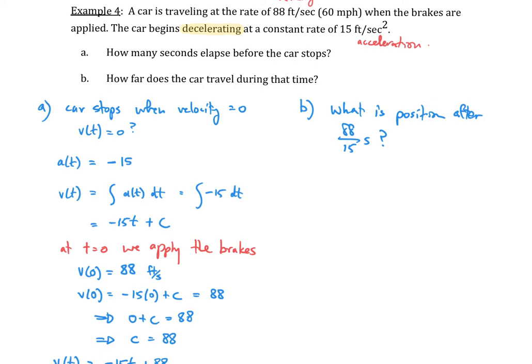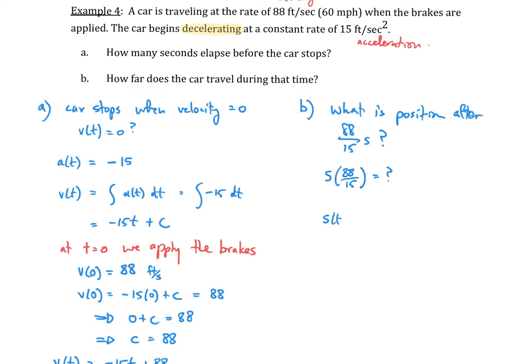This is true because we know from the moment we apply the brakes, 88 over 15 seconds pass before the car finally stops. So we want to know what's the position after that amount of time, and that will give us the stopping distance. So we're just going to simply substitute this 88 over 15 into our position function. The problem, though, is we don't have our position function yet. So what we're going to do is take our velocity function and find the antiderivative.